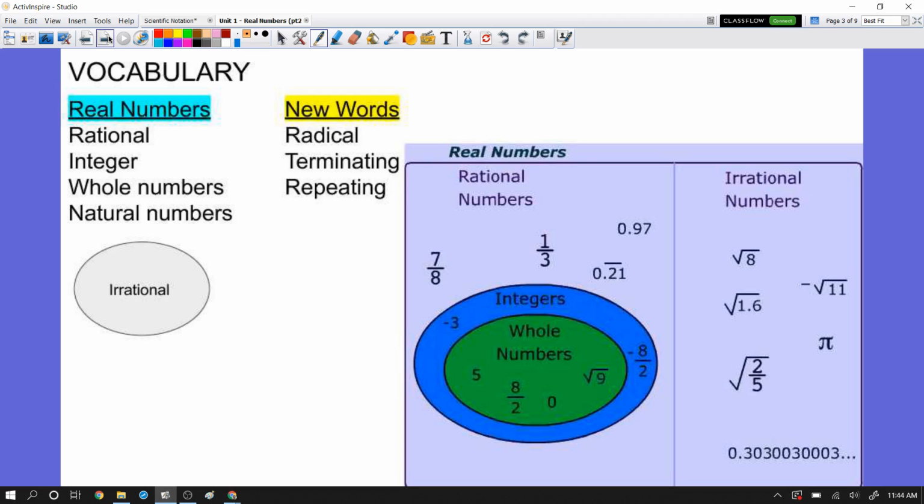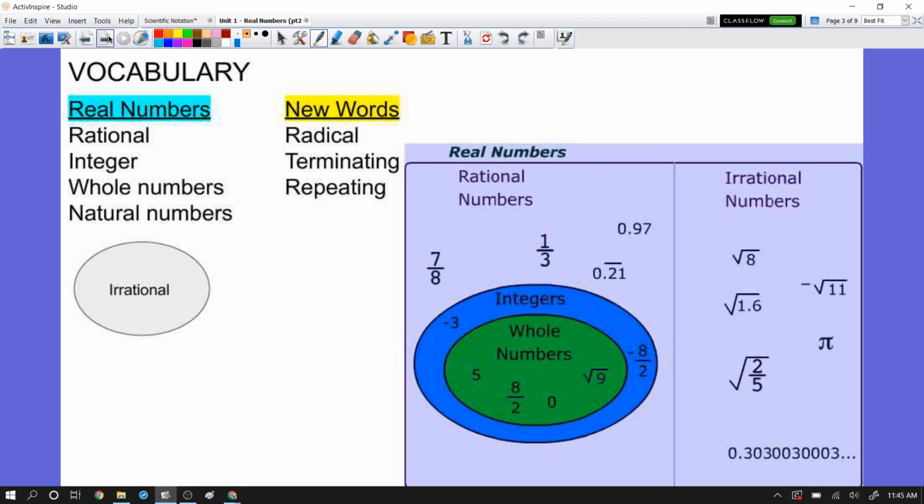So the vocabulary we've already gone over is rational. That's when you can include fractions and decimals. Anything that can be written as a fraction or a decimal is an automatic rational number. So you're sitting there going, well, what can't be written as a fraction? And I'll get into that. Integer, positive and negative, including zero, no fractions, no decimals. Whole numbers, all their baby numbers plus zero, and the natural numbers, your baby numbers.